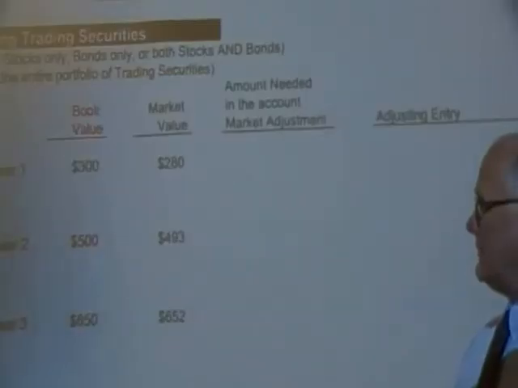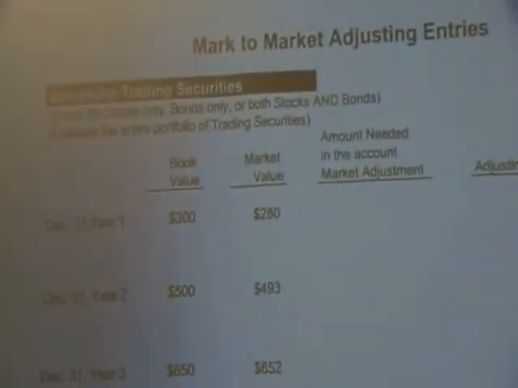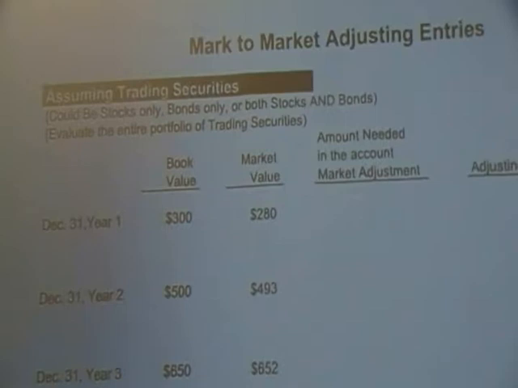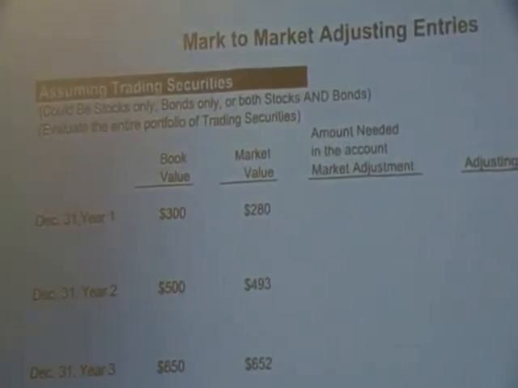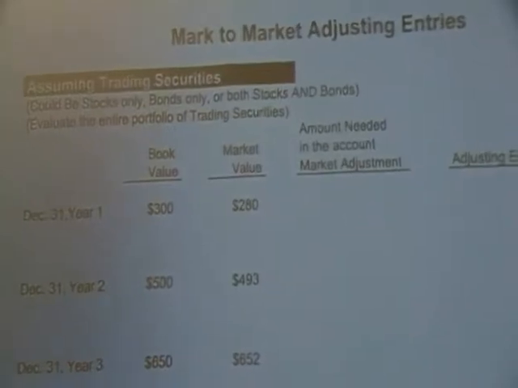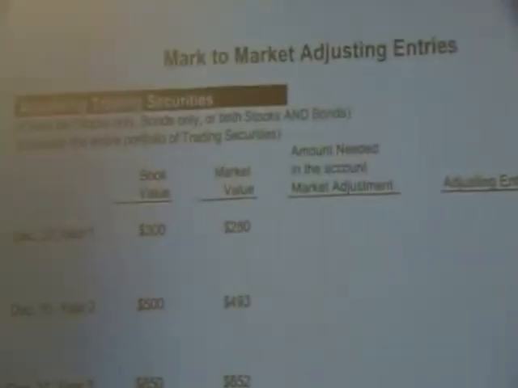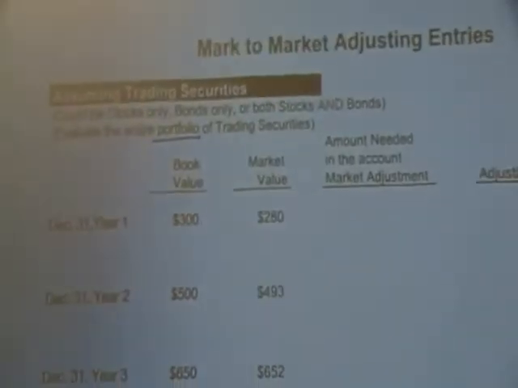So as we look at this example, in first year, trading securities could be either stocks or bonds. So far we've only talked about stocks. Next week we'll be talking about investments in bonds as well. So these could be stocks or bonds, but in this example it really doesn't matter because we're looking at the whole portfolio of our investments, whether they're stocks or bonds.